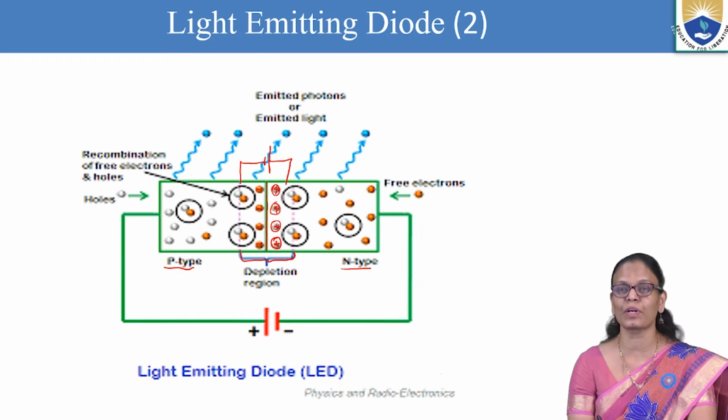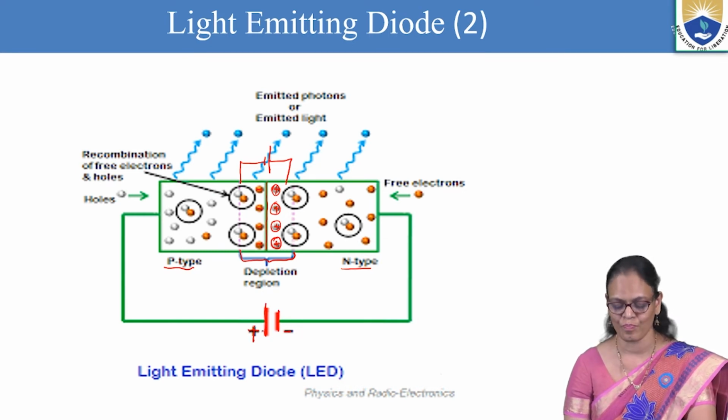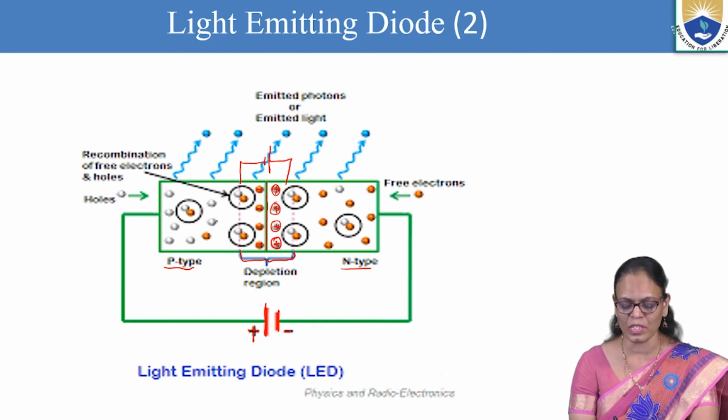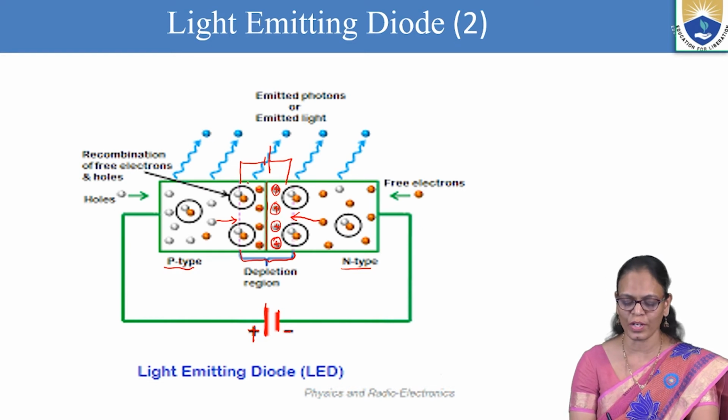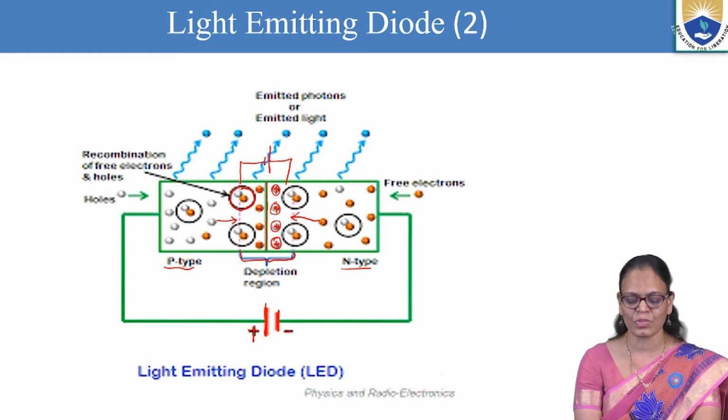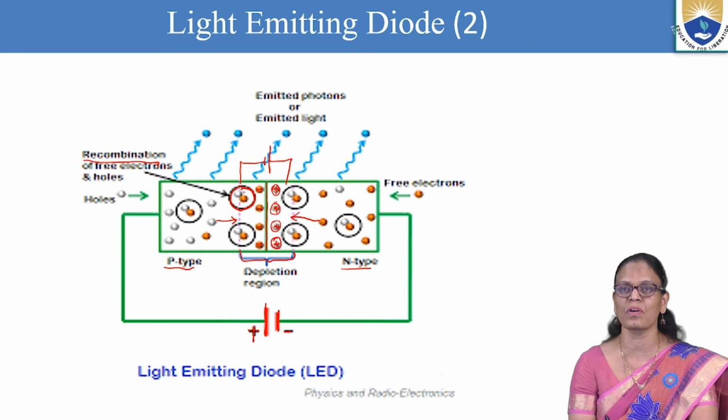To overcome this potential barrier, we connect a bias. We are connecting an external voltage source, positive and negative. When this external voltage source is connected, the holes will be pushed across the junction and the electrons also will get energy to overcome the barrier. While diffusing away, there is recombination. The recombination of free electrons and holes takes place near the junction.